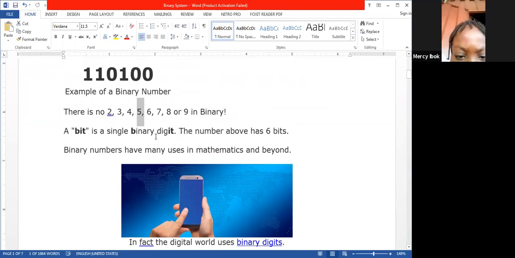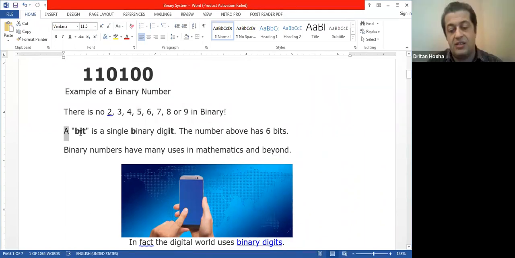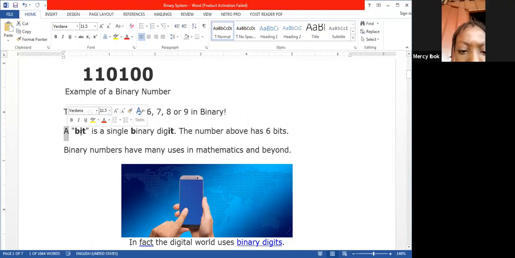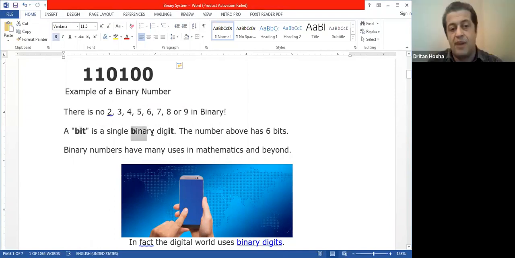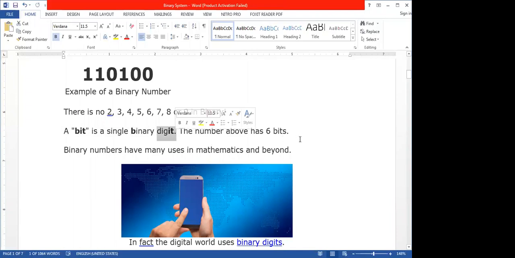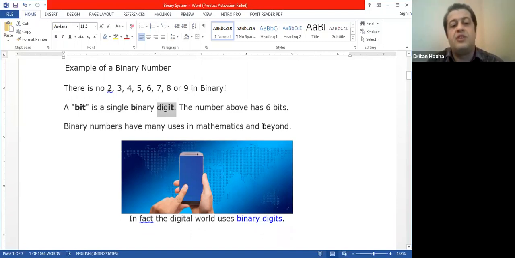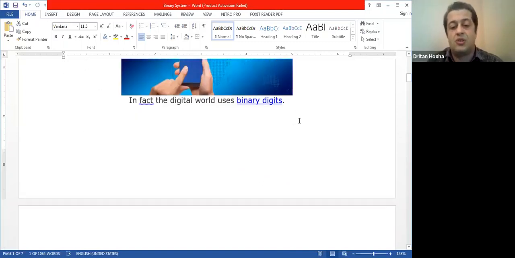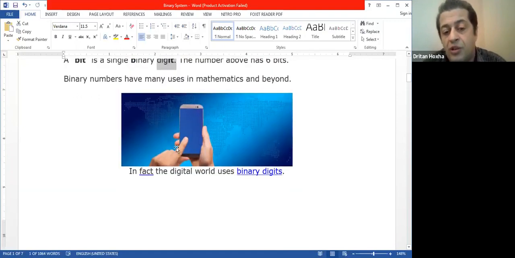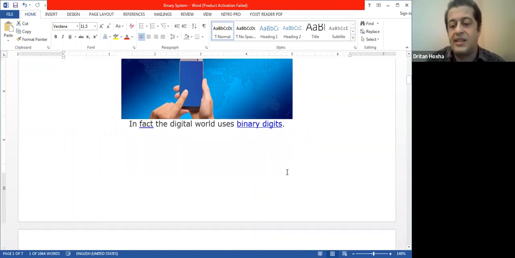In ICT, you know that a bit is a single binary digit, either a 0 or a 1. Binary numbers have many uses in mathematics and beyond. In fact, in the digital world, in computers, in mobile phones, etc., we use only binary digits. A computer recognizes only zeros and ones. A computer does not recognize 2s, 3s, 4s, etc.